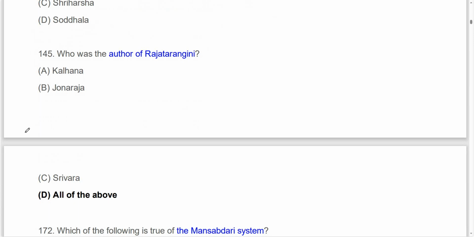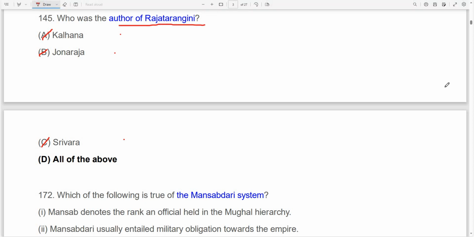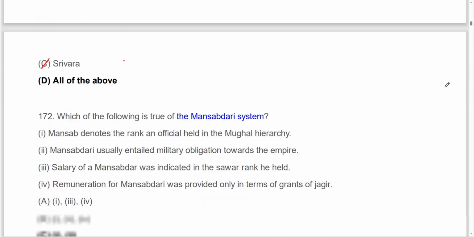Moving on to the next question: who was the author of Rajatarangini? Kalhana, Jona Raja and Shrivara. They are saying that not just Kalhana, but Jona Raja and Shrivara, all three of them, collaborated to compose the present form of Rajatarangini.